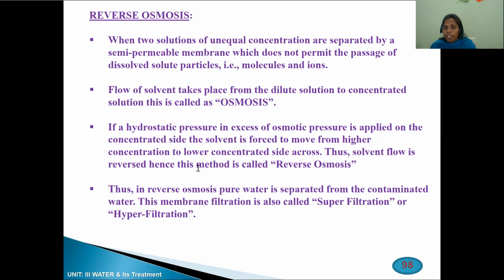What is meant by contaminated water? Contaminated water is nothing but water which has impurities. So in contaminated water, contaminants act as the solute and the remaining part, the pure water, is the solvent. Now what is happening through the semi-permeable membrane? Only the solvent is passing. The solvent is nothing but the pure water in the contaminated water. Like that, we are getting pure water from contaminated water in the reverse osmosis process. This membrane filtration is also called superfiltration or hyperfiltration.